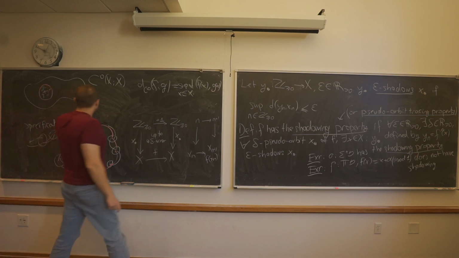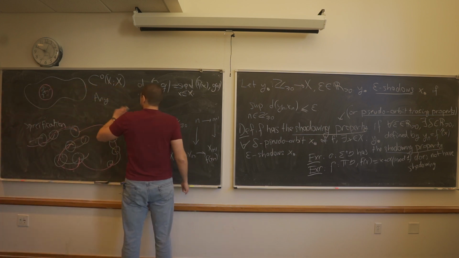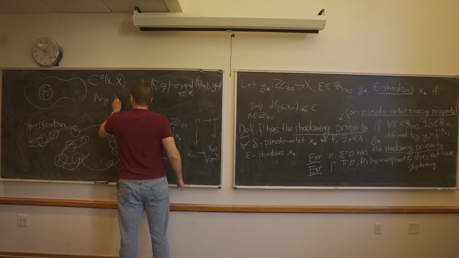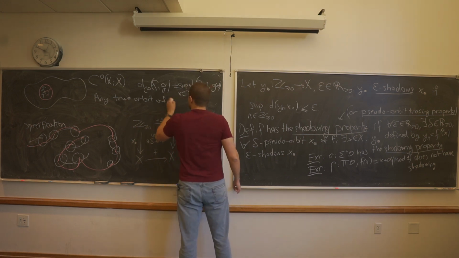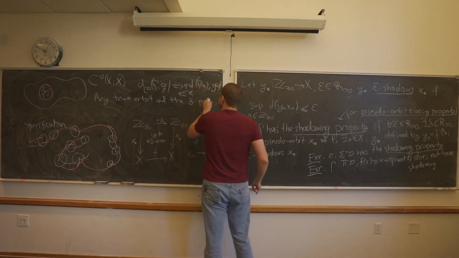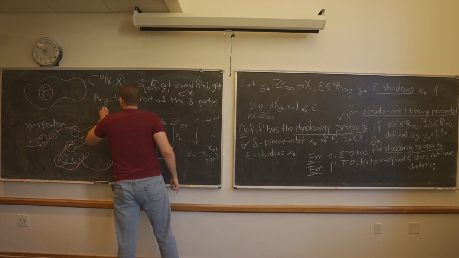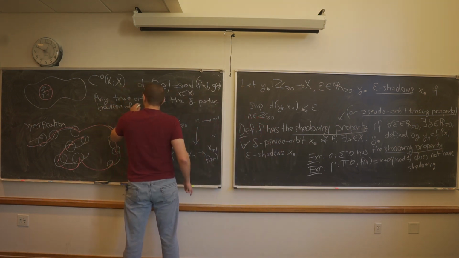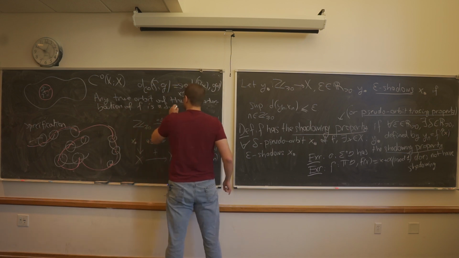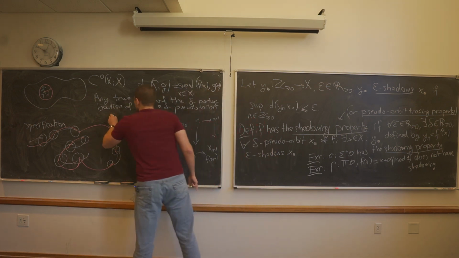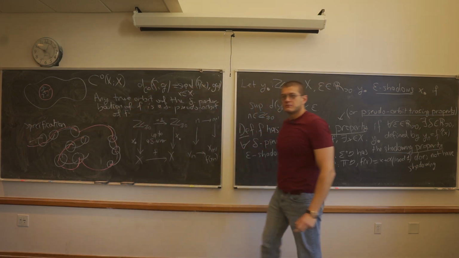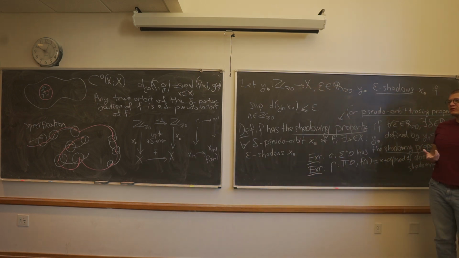Okay. Makes sense. So any true orbit of the delta perturbation of f is a delta pseudo-orbit of f. And then you want to say something like, even if I couldn't see the dynamical system properly, could I say something about it?